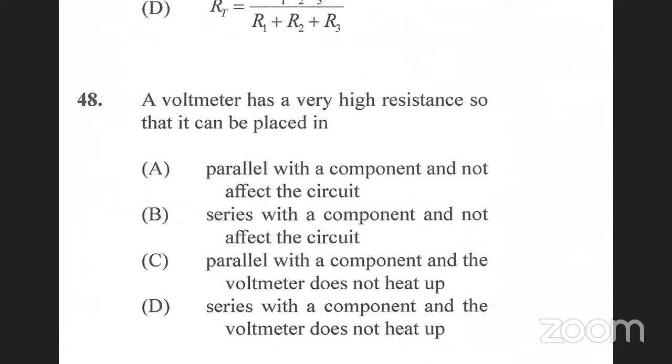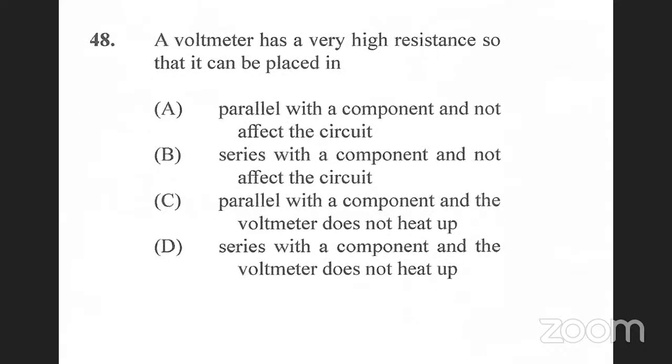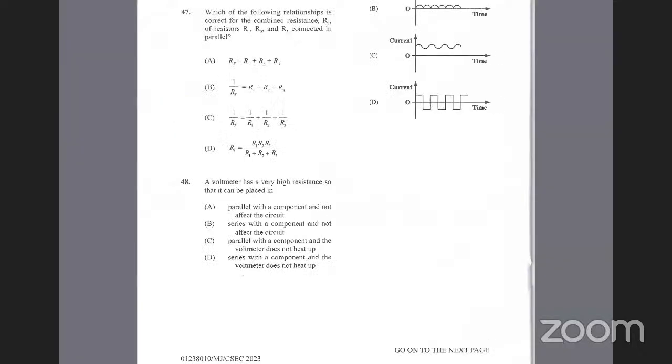A voltmeter has a very high resistance so that it can be placed in parallel and not affect the circuit. Beautiful. Right? You don't want it to pull any current from the circuit, right? So you connect it in parallel.